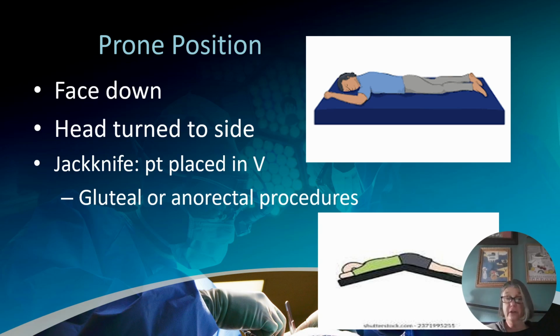Prone position includes face down, head turned to the side. This could be like a jackknife position where the patient is basically in a V. And this is if we have to get to like that gluteal or anorectal area, which is possible. It happens.